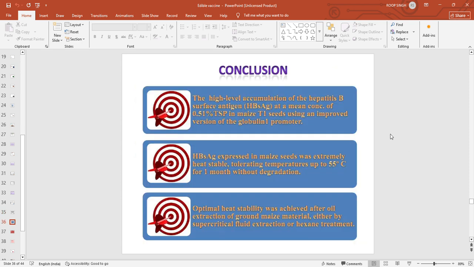Just to conclude, there was high level accumulation of the hepatitis B surface antigen at a mean concentration of 0.51% of total soluble protein in maize seed using an improved version of the globulin 1 promoter. The antigen expressed in maize seeds was extremely heat stable, tolerating temperatures up to 55 degrees Celsius for 1 month without degradation. So 55 degrees Celsius for 1 month without any degradation. Optimal heat stability was achieved after oil extraction of ground maize material, either by supercritical fluid extraction or hexane treatment.